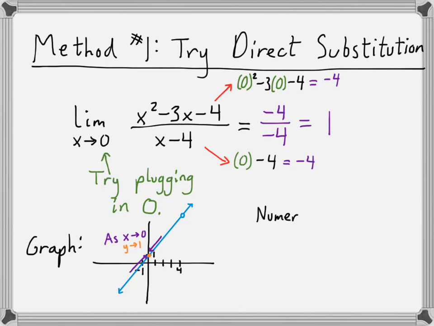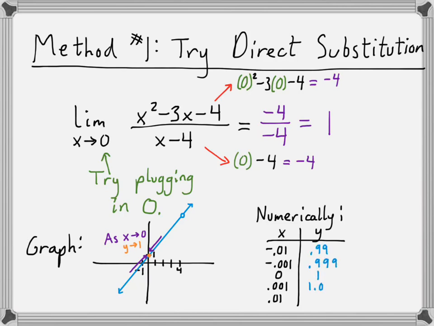Let's look at it numerically. I would want to choose values very close to 0 on either side when we're talking about x. And here are the y values associated with those. Notice they are very much like the function y equals x plus 1. So we want to look at, as x approaches 0, what happens to y? Well, it looks like the y values are approaching 1 from either side. So hence the limit value would be 1.